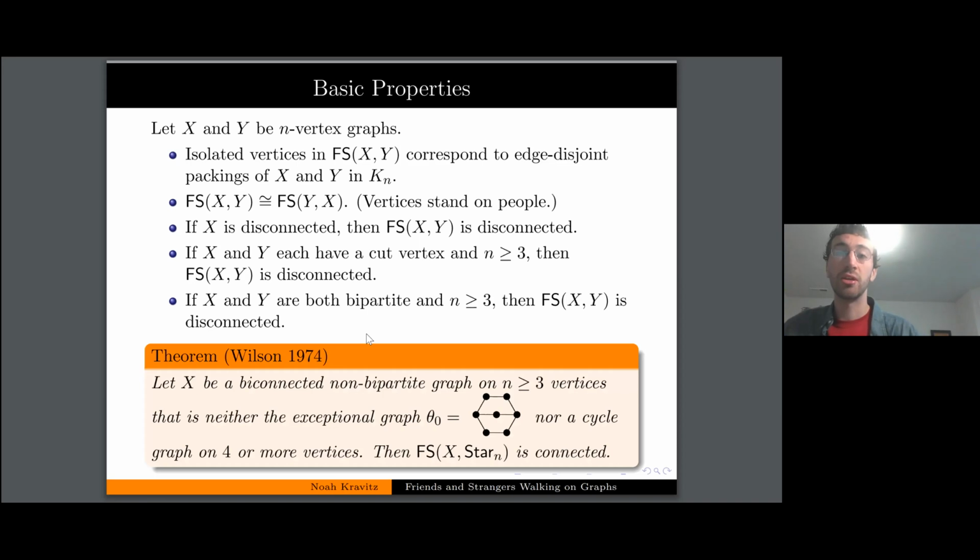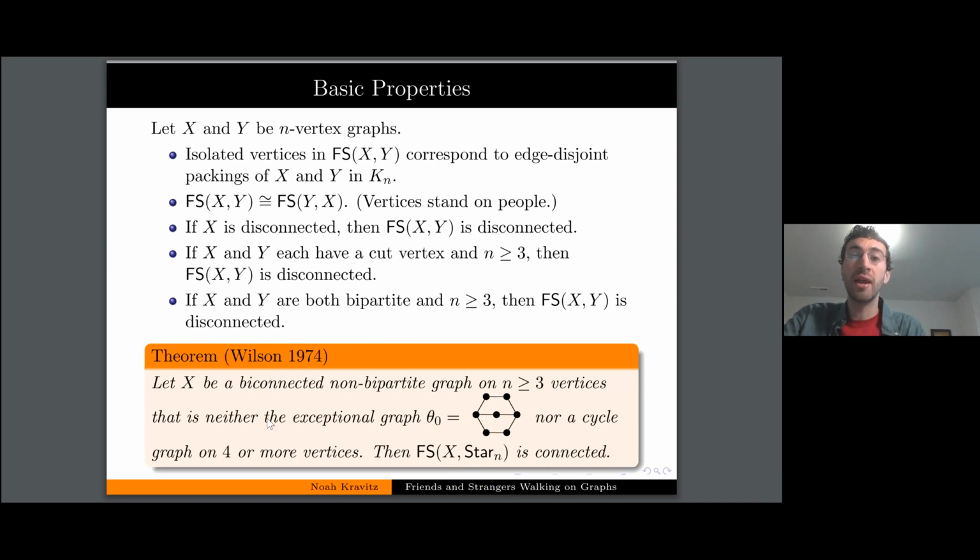And this brings us to the first result of Wilson that I mentioned before. So he's going to look at the friends and strangers graph of X with a star and ask, when is this connected? So we know from the previous few bullet points many things that make this graph not connected. And Wilson's result basically says these are the only obstructions. So suppose X is a biconnected, non-bipartite graph on at least 3 vertices. So this is sort of the obvious necessary conditions from the previous few bullet points.